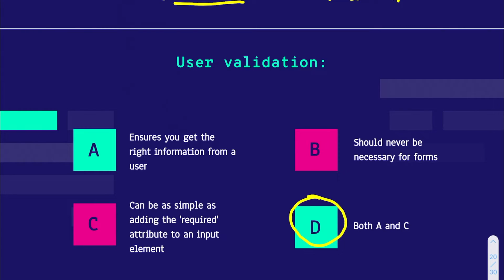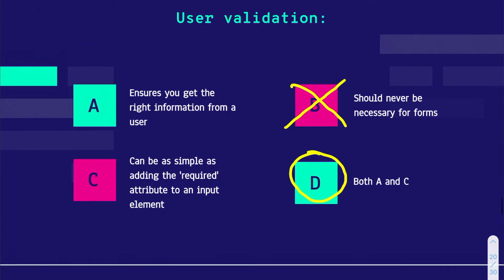Yeah, so hopefully you didn't answer B. User validation should be necessary for your forms. You should assume that your user can and will give you incorrect information. So you should always set up safeguards. Without user validation, who knows what your user is going to type into those boxes, you know?